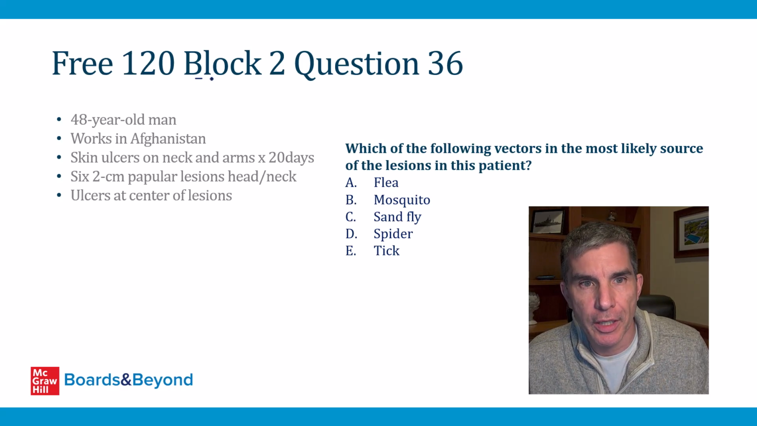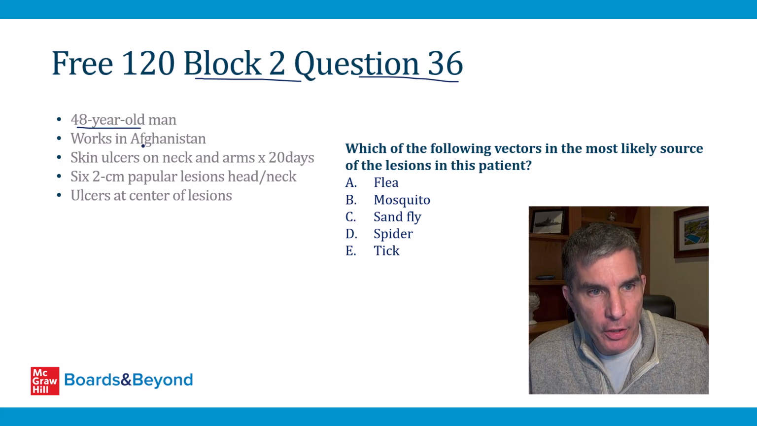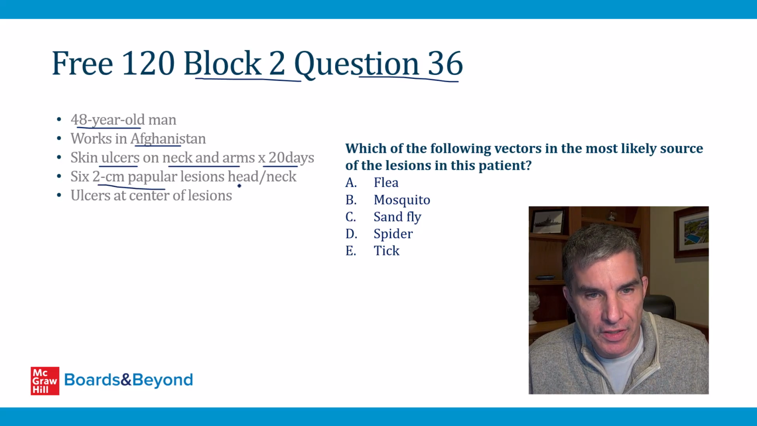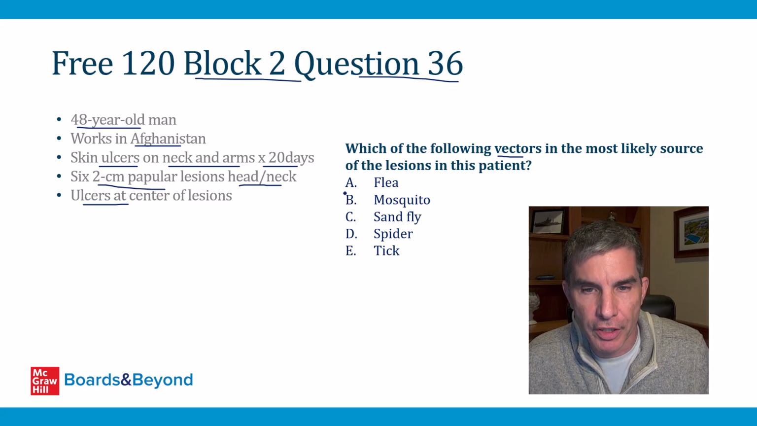In this video, we're going to look at Block 2, question number 36. So this question describes a 48-year-old man who works in Afghanistan. He presents with skin ulcers on his neck and arms for the past 20 days. On exam, there are 6 2-centimeter papular lesions on his head and neck with ulcers at the center of the lesions. And what they want to know is which of the following vectors is the most likely source of the lesions in this patient. And they give us 5 answer choices, which you can read to yourselves.